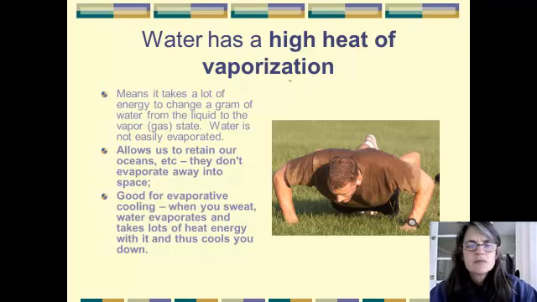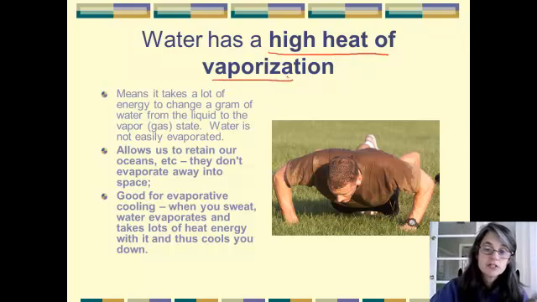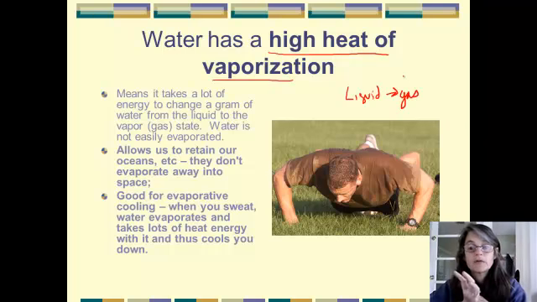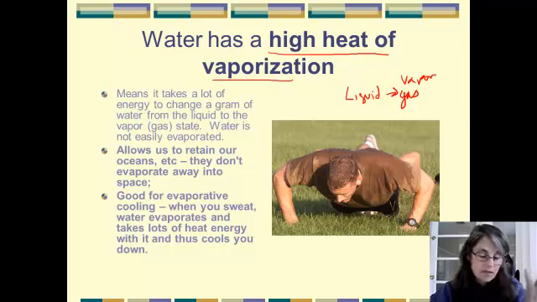Also, water has what is called a high heat of vaporization. This is almost like what we just talked about. But instead of talking about just raising the temperature of water, we're saying that it takes a lot of heat energy to make water vaporize, which means to make water go from a liquid to a gas. In other words, go from liquid to a vapor, which is another word for gas.